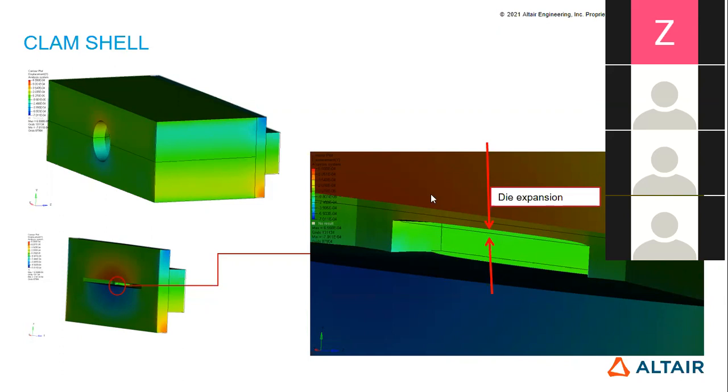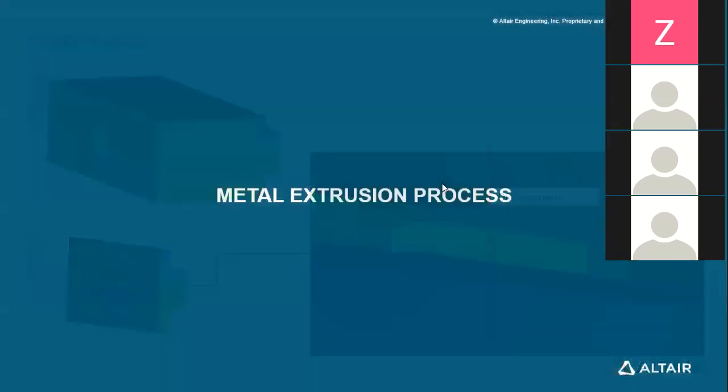Clamshell: basically, suppose you are pushing the polymer into the die. Most of the time, your die gets open due to the applied force. Once the die gets open, a small wafer of your polymer component comes out from the opening. So that is known as the clamshell. Clamshell happens due to die expansion.